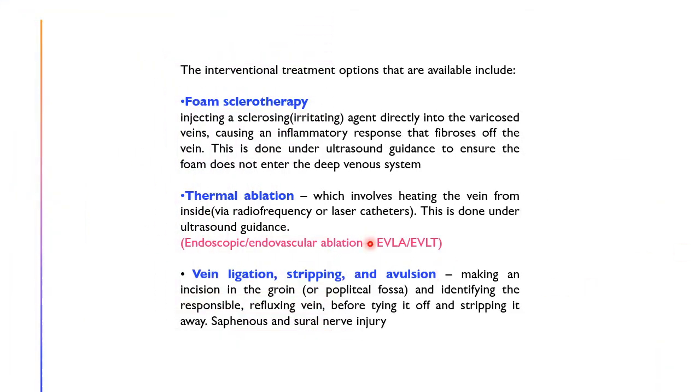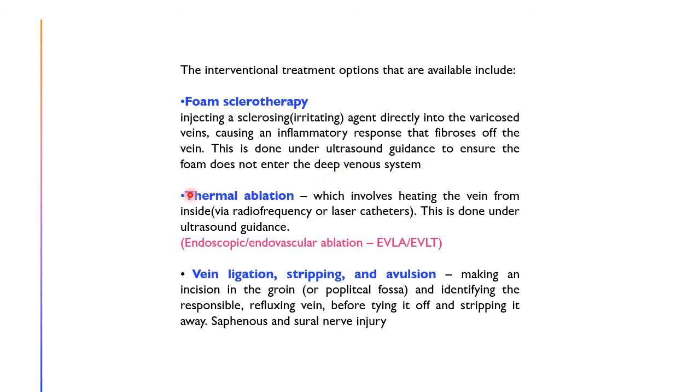And what are the treatment options available for varicose veins? Vein ligation, stripping and avulsion is one of the most commonly used surgical treatments for varicose veins. This involves making an incision in the groin or popliteal fossa and identifying the responsible refluxing vein before tying it off and stripping the vein away from the leg. Care must be taken because stripping of these varicose veins can result in saphenous and sural nerve injury.